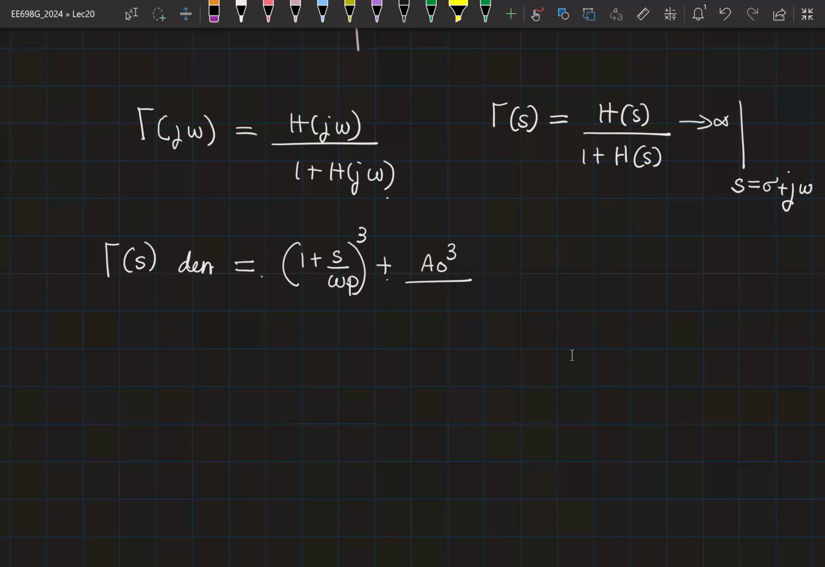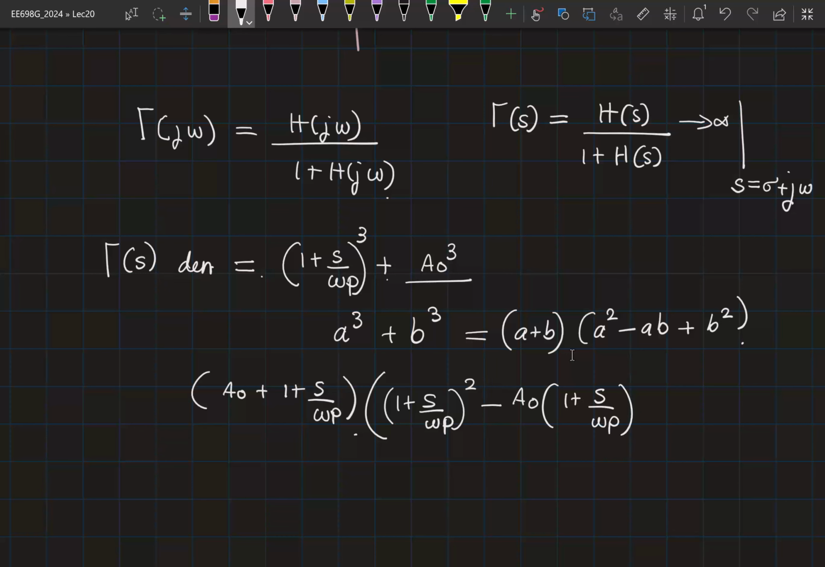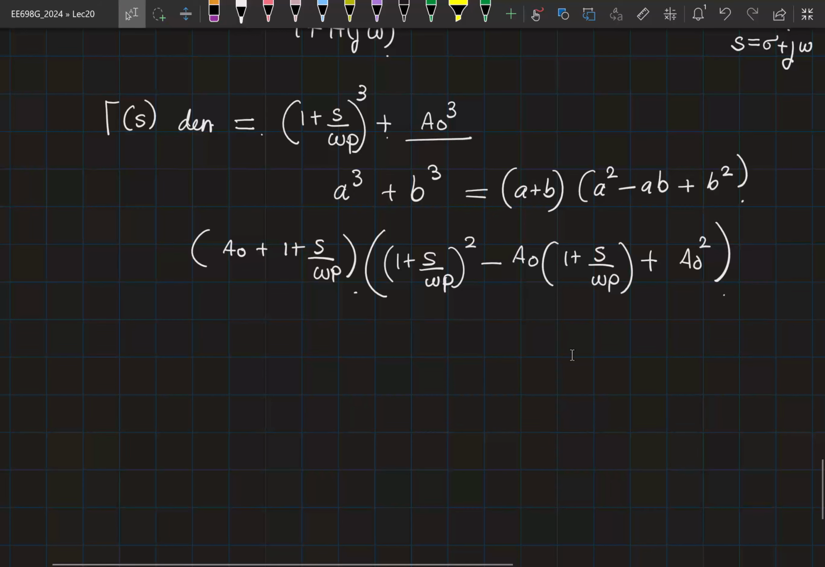This is of the form a cube plus b cube. So this will be equal to a plus b into a square minus ab plus b square, right? So I can write this as a naught plus 1 plus s by omega p into 1 plus s by omega p the whole square minus a naught into 1 plus s by omega p plus a naught the whole square. And I can solve this to find out the location of the poles. Is that okay? So, can you tell me one pole location immediately?